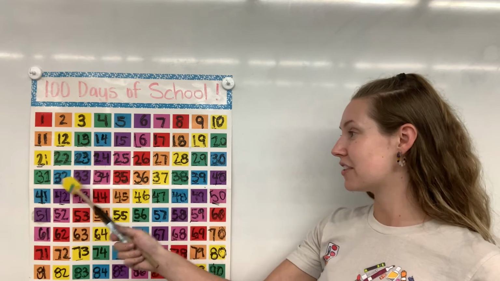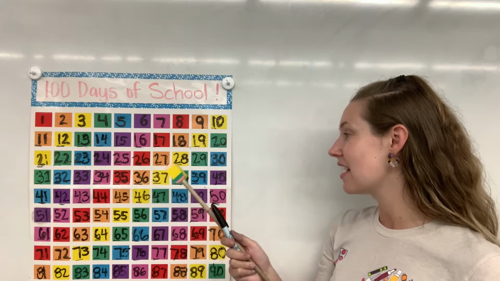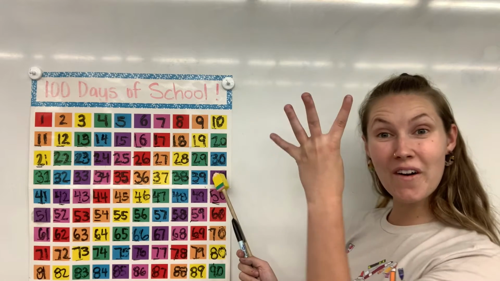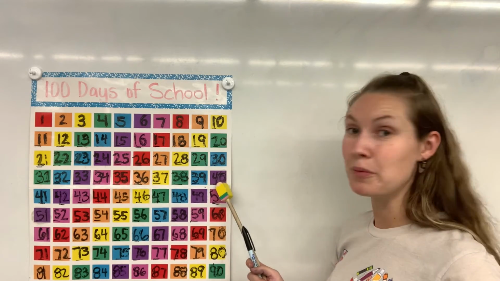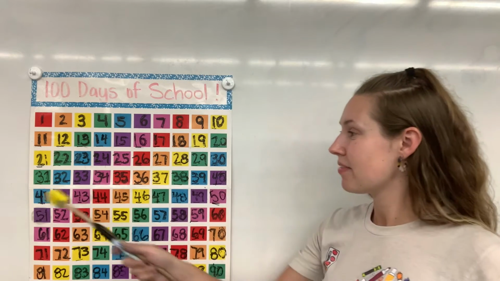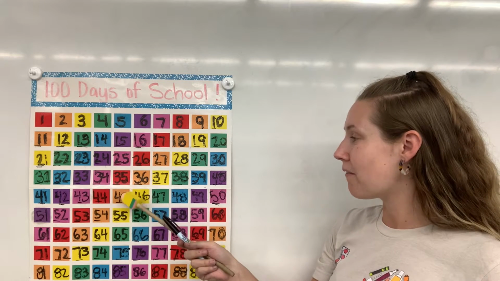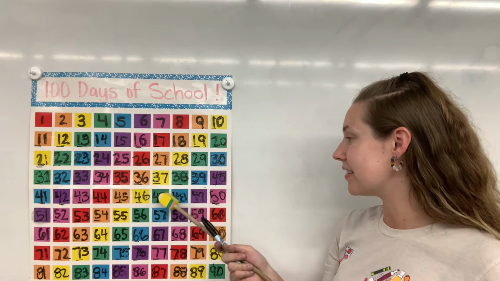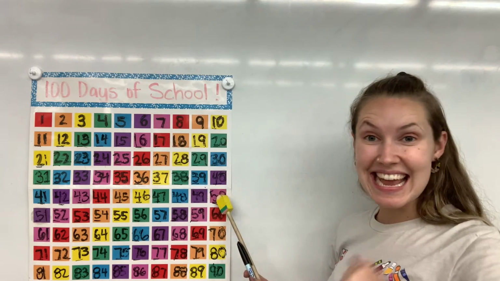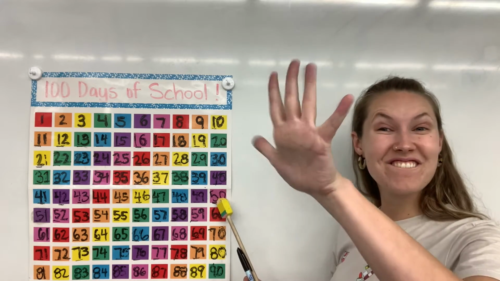31, 32, 33, 34, 35, 36, 37, 38, 39, 40. And when we get to 40, each of our numbers has a 4 in the front. 41, 42, 43, 44, 45, 46, 47, 48, 49, 50. Now we're at 50 and each of our numbers has a 5 in the front.